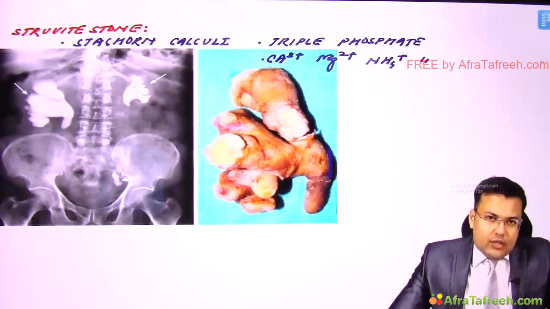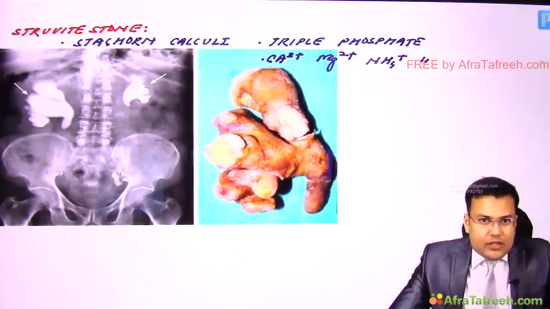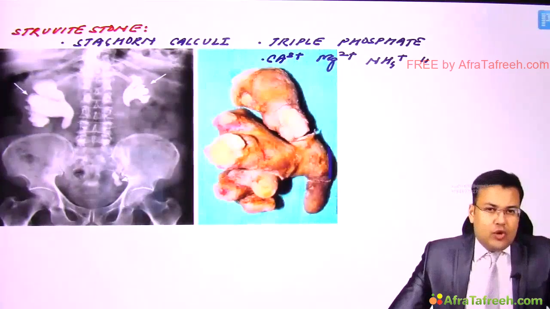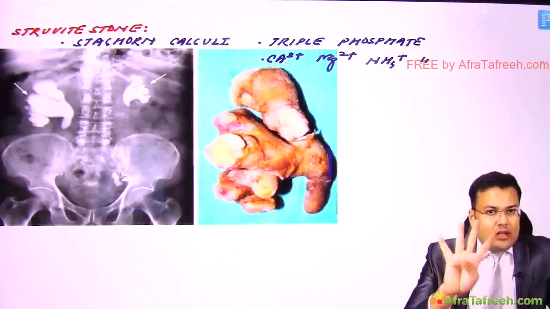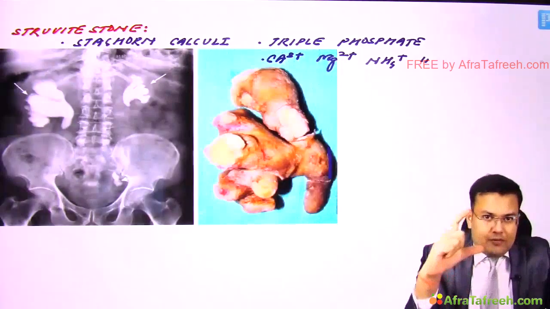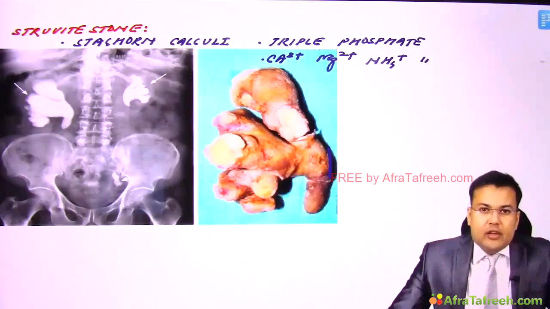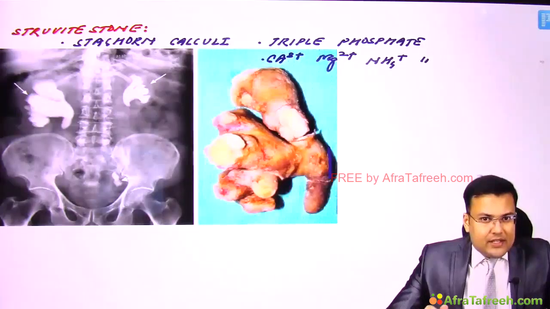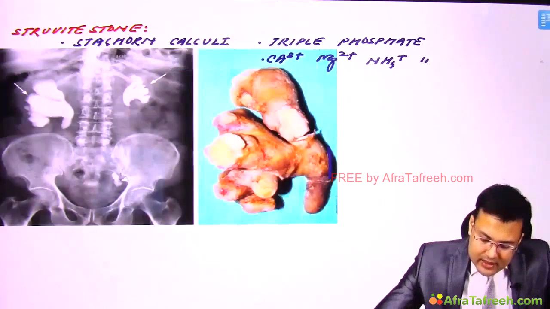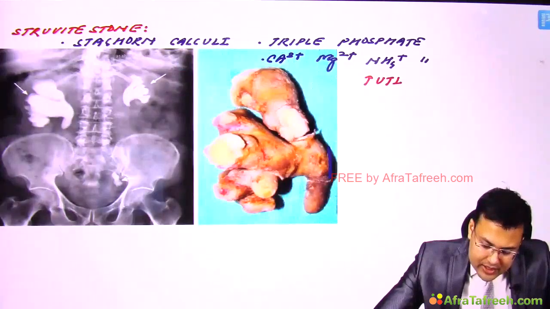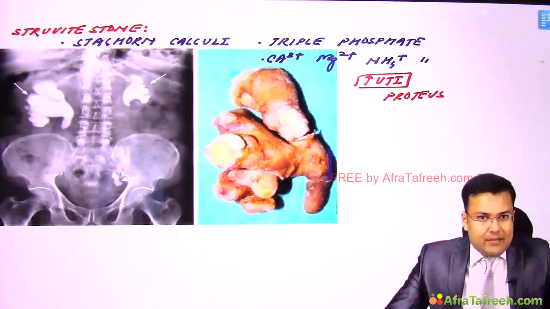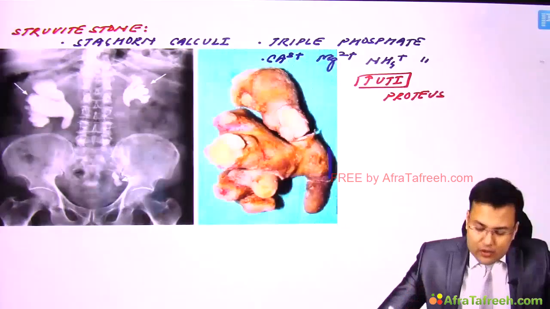See, this struvite stone is more commonly seen in females. Why is it more common in females? In females, the length of the urethra is 4 cm. So females have a shorter urethra, and because of this there is increased risk of UTI, urinary tract infection. And because of this increased risk of UTI, especially by which organism? Proteus. What happens? This Proteus is going to produce one enzyme, urease, and this urease is going to convert urea into ammonia.